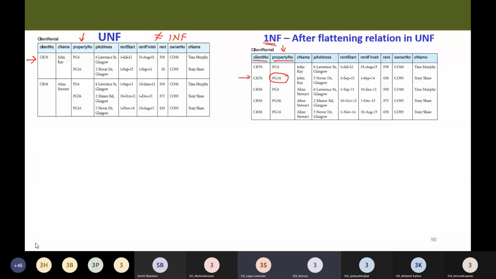Client name is dependent on client number. Yes, client name is dependent on client number. The primary key is client number, property number. So client number, property number determines client name, but client name is partially dependent on the primary key, because client number alone can determine client name. So we come up with this partial dependency, that is, client number determining client name.